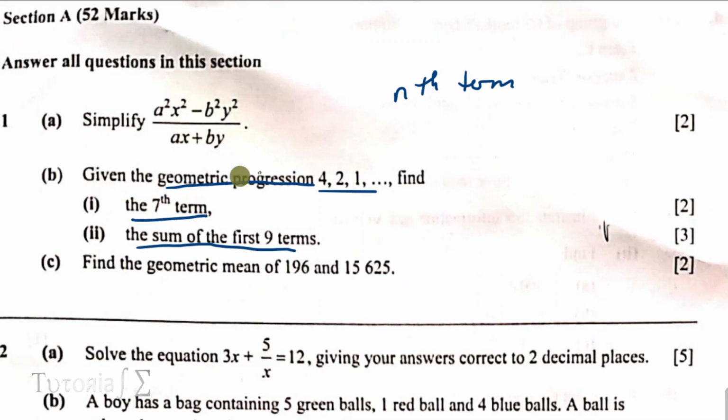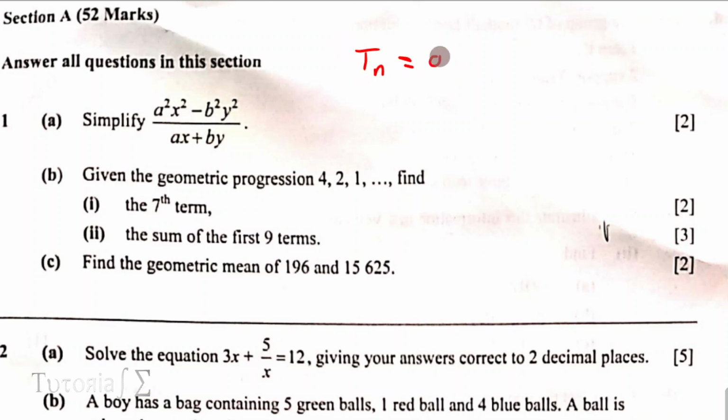Okay, so now let's see how we can approach this question here. Given the geometric progression 4, 2, 1, find the seventh term. So we know the formula for the nth term. I hope you can rewind and copy that. The nth term is equal to the first term times r to the power n minus 1. So you can find the nth term using this. Now, in this case, the seventh term, so n is equal to 7.